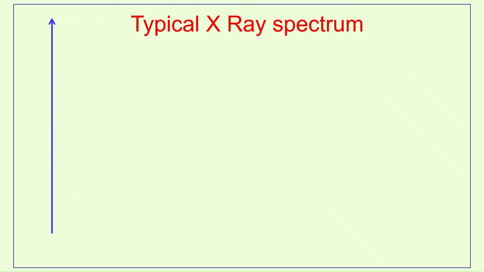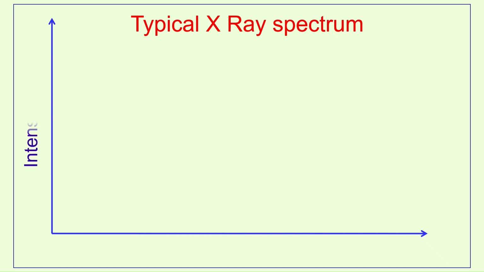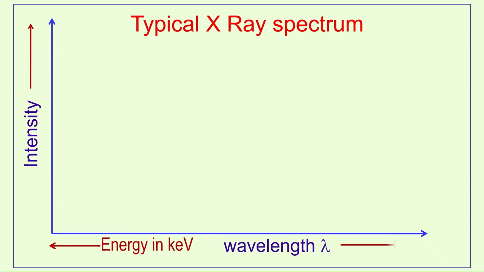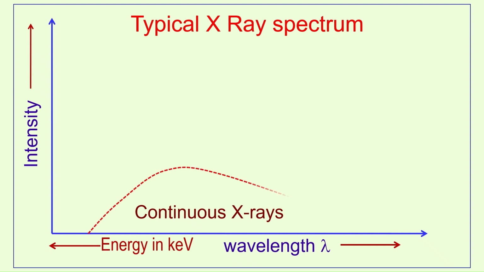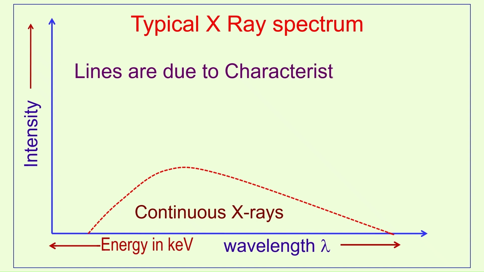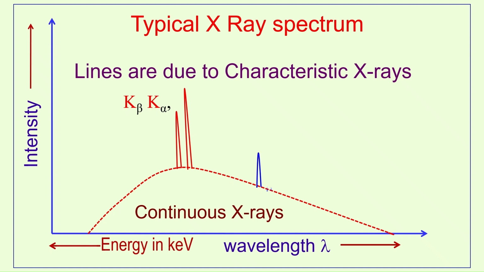Here is a typical X-ray spectrum. On the y-axis, intensity of X-rays is shown and on the x-axis, energy or wavelength is taken. First notice continuous X-rays. On the left side of the x-axis is high energy and on the right side it is longer wavelength and lower energy. Now note, lines are due to characteristic X-rays: K beta, K alpha lines, L beta, L alpha lines, M beta, M alpha lines.